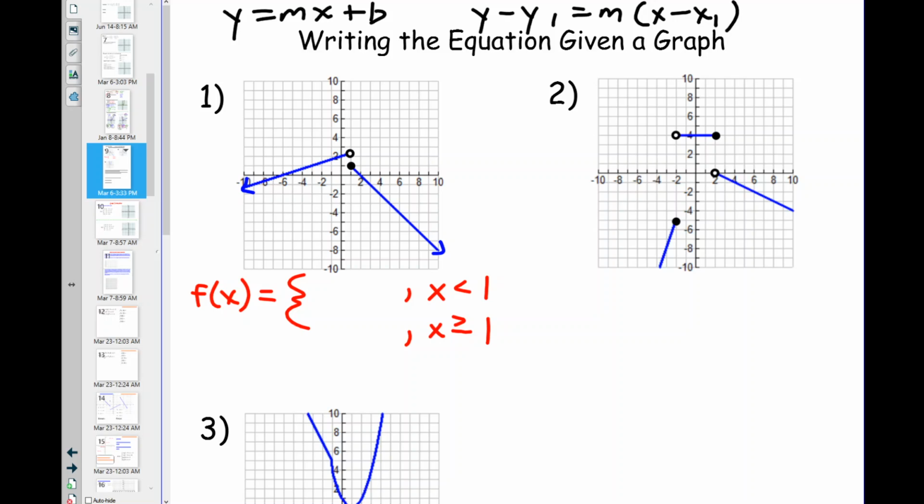All right, so let's see what we can do. This first piece, here we can tell by looking at it, it looks like it's crossing the y-axis at 2. So I know I should have a +2 here, but what am I missing? The slope. How do we find slope? We need 2 points. Rise over run.